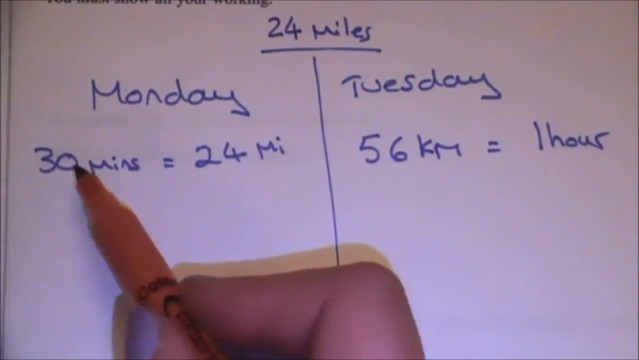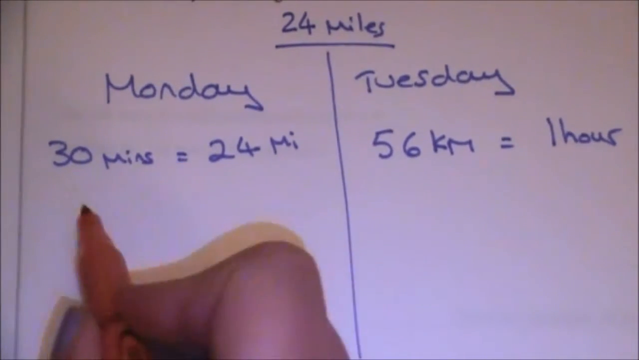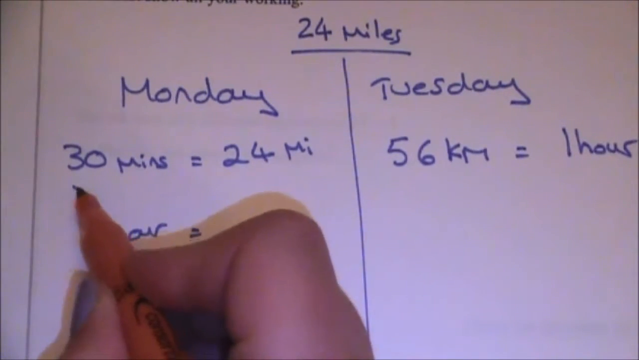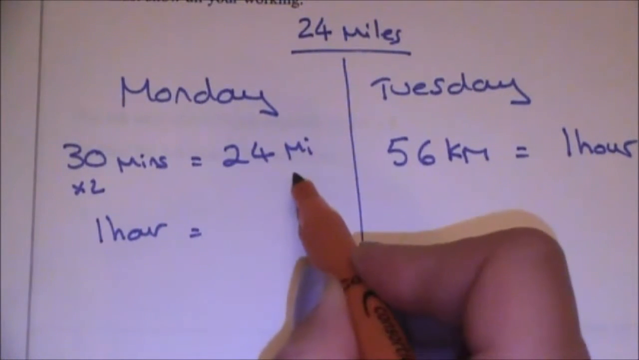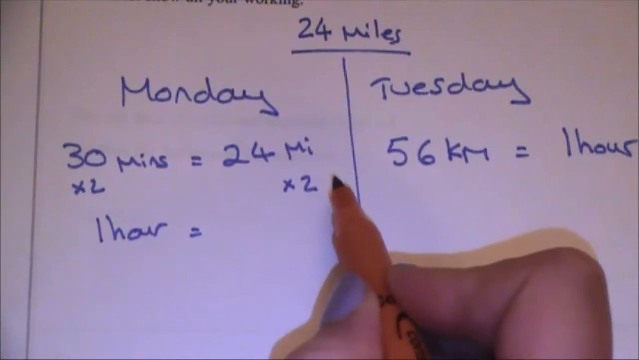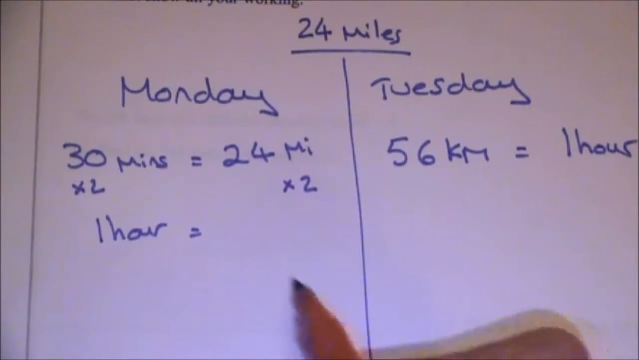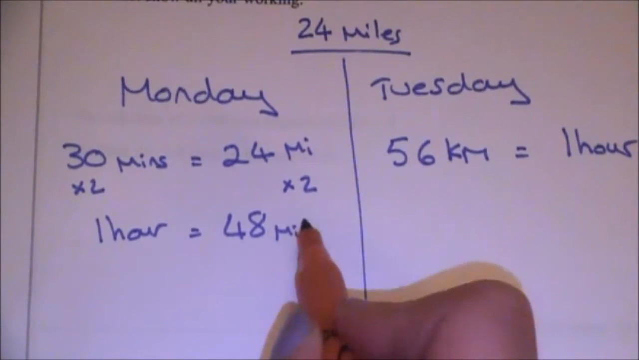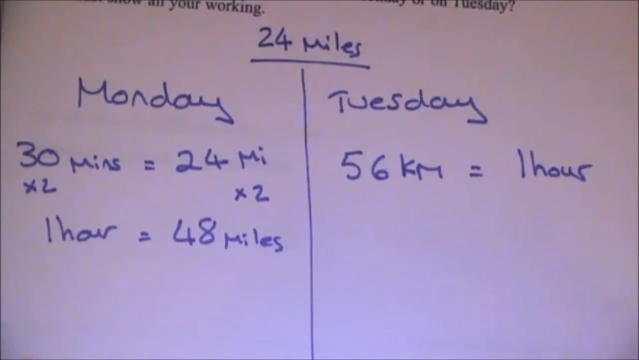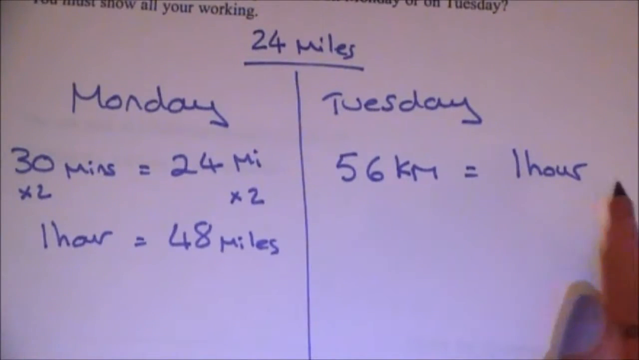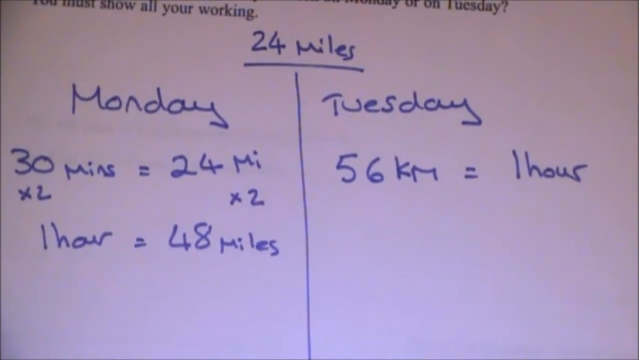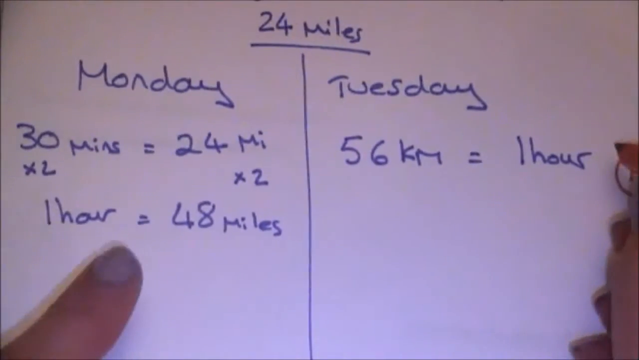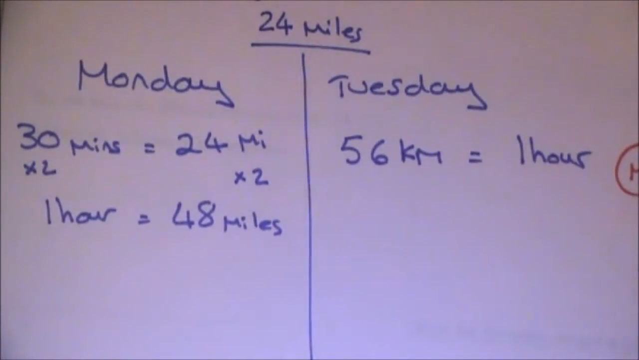Now, what's quite easy is going from 30 minutes up to 1 hour, because all I need to do there is double the amount of time. If I'm doubling the amount of time, I'm going to double the amount of distance that I could have covered. So 1 hour would be 48 miles. So now my time unit is the same. By doing that, I've gained myself a method mark. So there's an M1 just by getting to 1 hour for both.